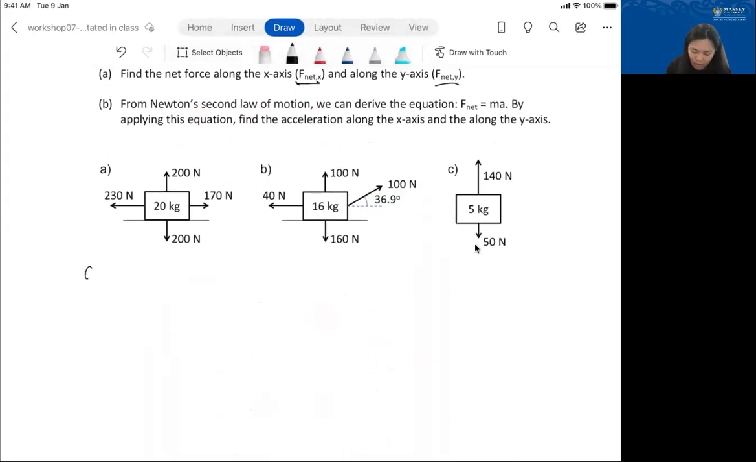So for the first case, okay, F net x, you have 230 newtons, but it's to the left. So you have negative 230 newtons. The negative there is because it's pointing to the left. So that will be a negative. And then 170 newtons is pointing to the right, so that will be a positive 170 newtons. And that will give you a net force of 80, negative.